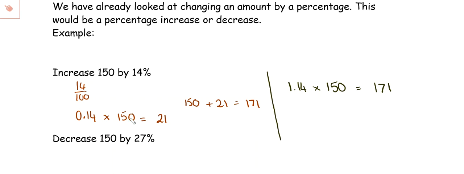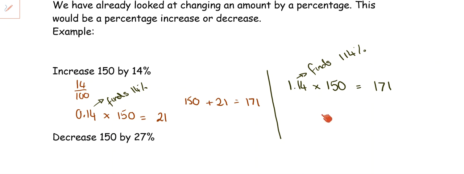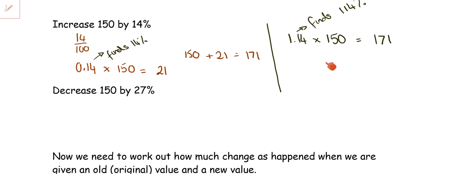Okay, can I just ask then, doing 0.14 times 150, what does it do? What does it find? 0.14 finds 14%. 1.14 finds 114%, which is the increase. Okay. Everyone got that? Austin, are you with us? A lot of you are zoning out this morning.